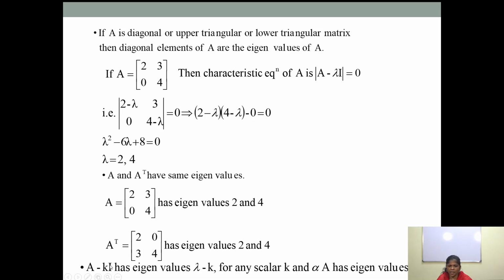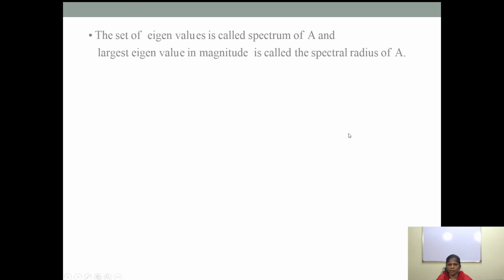Then A minus kI has eigenvalues lambda minus k, where lambda is an eigenvalue of A and kI has the eigenvalue k, for any scalar k. And alpha times A has eigenvalues alpha times the eigenvalues of A, that is, alpha lambda. So like this we have gone through almost all the properties of eigenvalues and eigenvectors. Now let us have a few more important definitions.